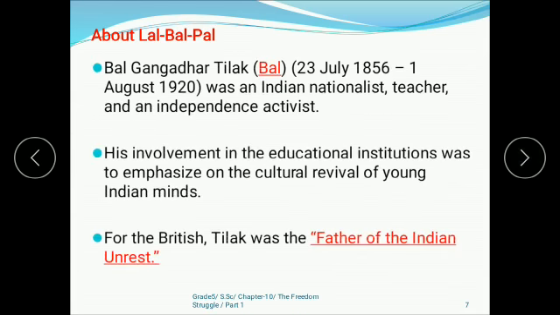Now let's talk about the next one. Bal Gangadhar Tilak, who was known as Bal, was born on 23rd July 1856, and he was an Indian nationalist, teacher and independence activist, right? His involvement in educational institutions was to emphasize the cultural revival of young Indian minds. So he gave more emphasis to cultural change. For the British, Tilak was the father of the Indian unrest. So the Britishers gave him the title of father of the Indian unrest.